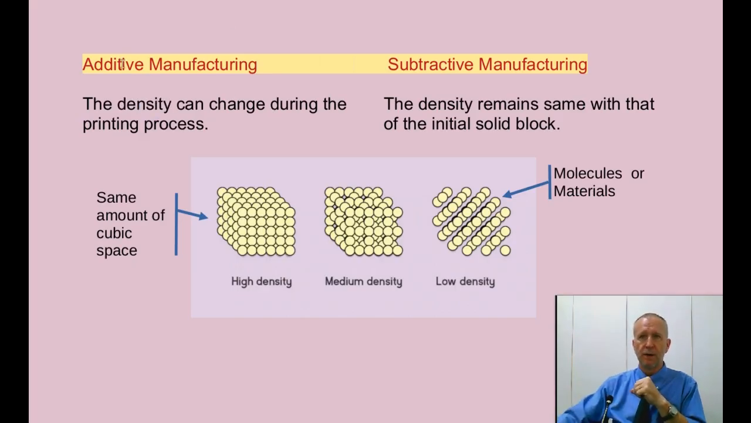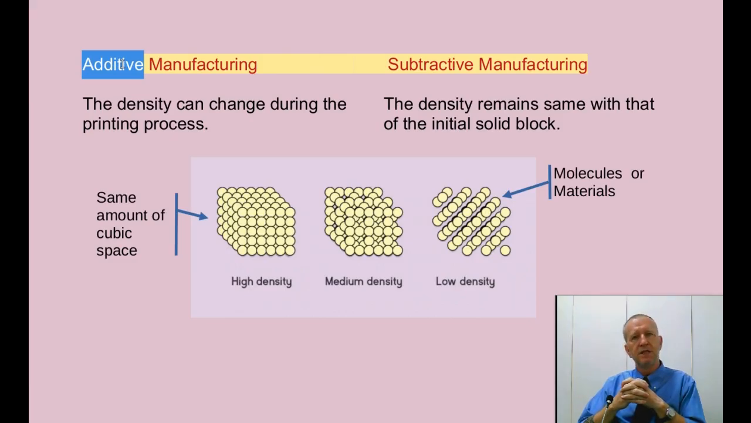Get back to the point though, the additive process. Because it's being made layer by layer, we can do all kinds of complex designs, and we can use more or less of the material in any one place.